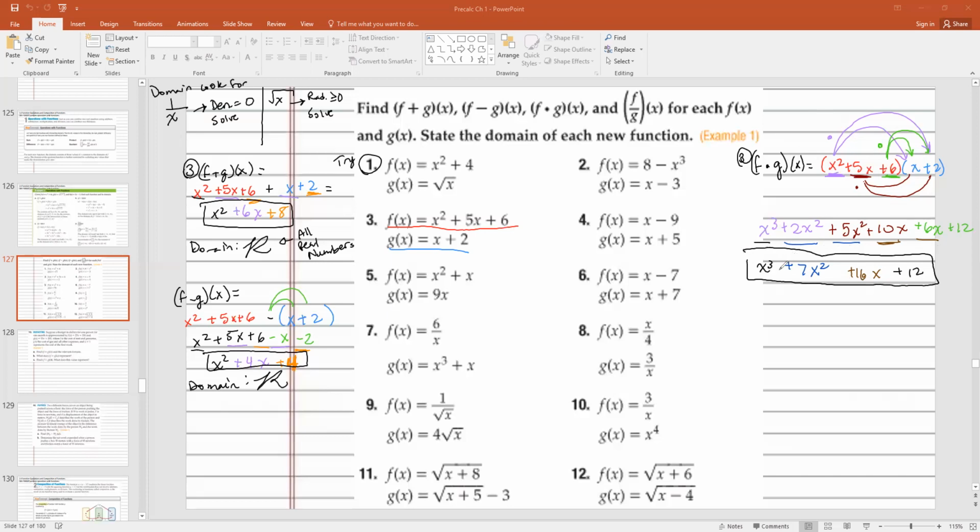So based on the discoveries, there we go. And again, no x's in the denominator and no radicals. No x's in the radicals. So the domain again is all real numbers.